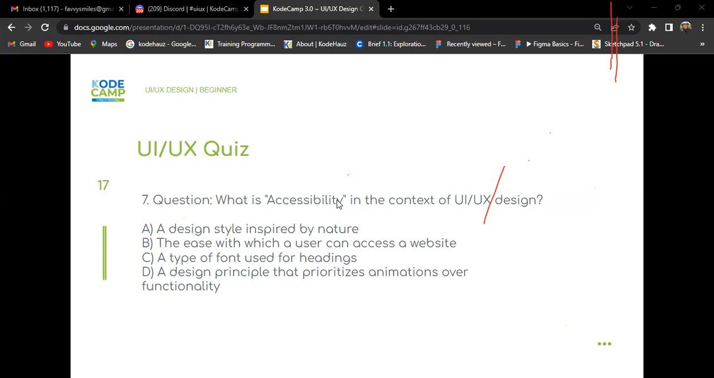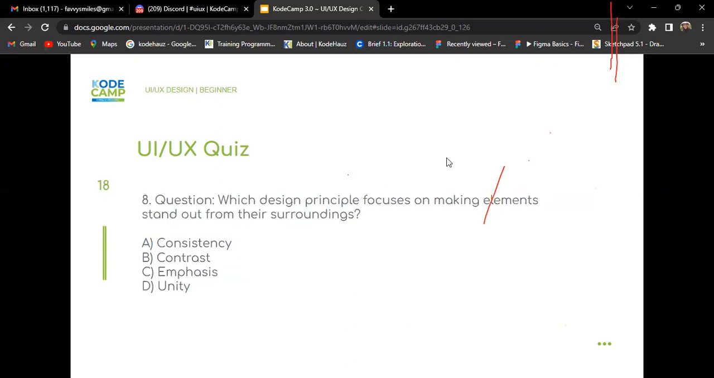Number 8. Which design principle focuses on making elements stand out from their surroundings? A, consistency. B, contrast. C, emphasis. D, unity. The correct answer to number 8 is C.